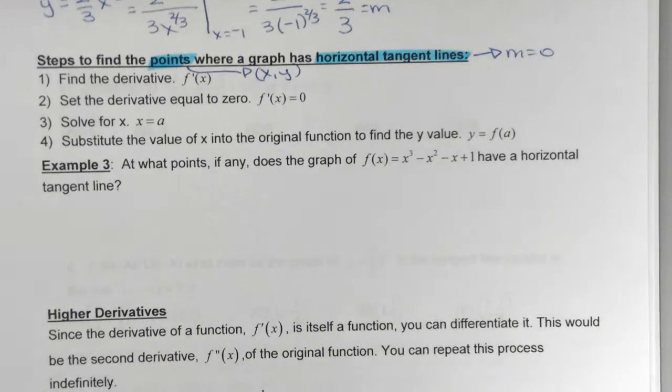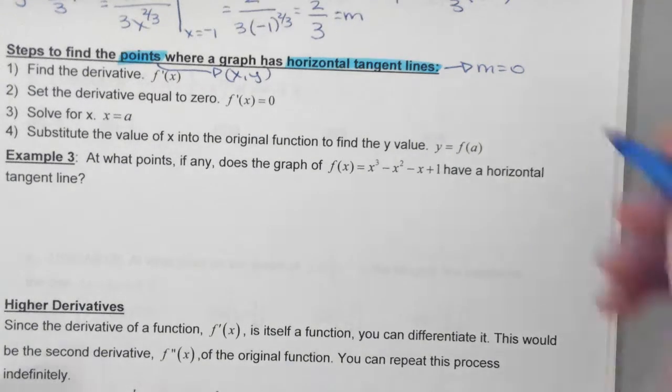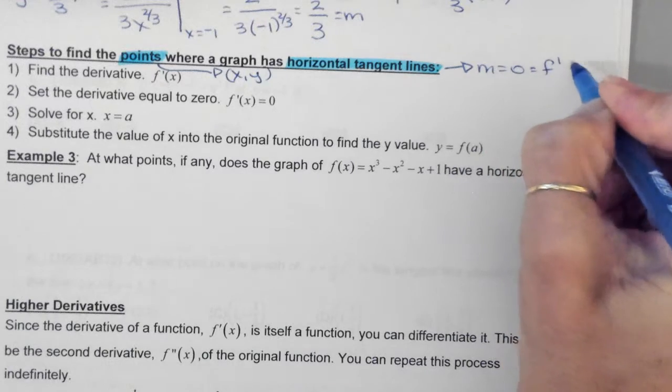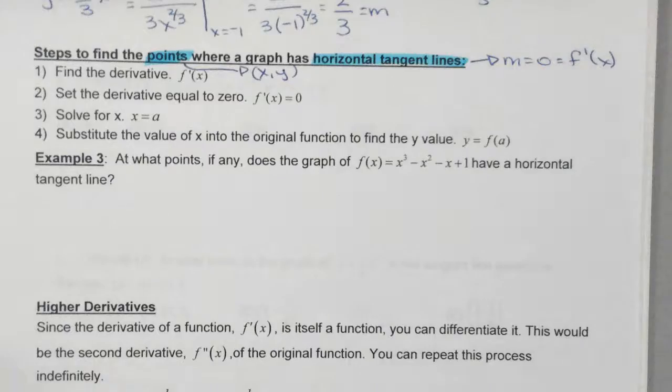What is m? What's another way of saying m, though? f prime, our derivative. It could be x, it could be t, it could be m. I'm just writing f prime of x. Okay, everybody good? All right, so this is what they're saying.